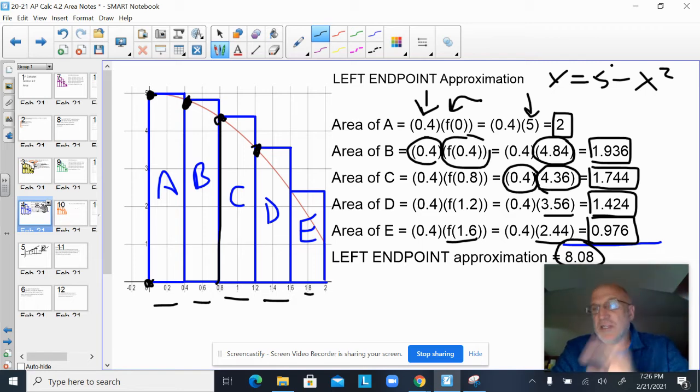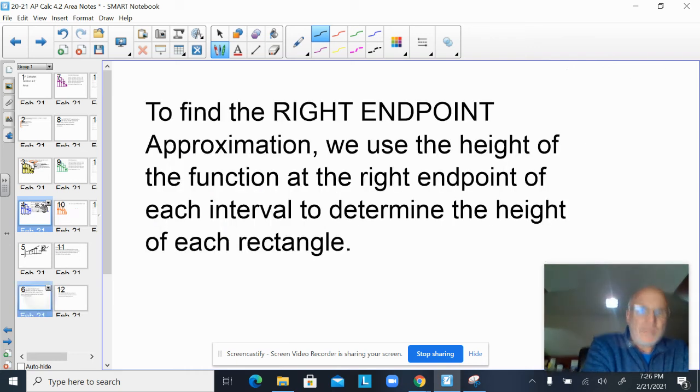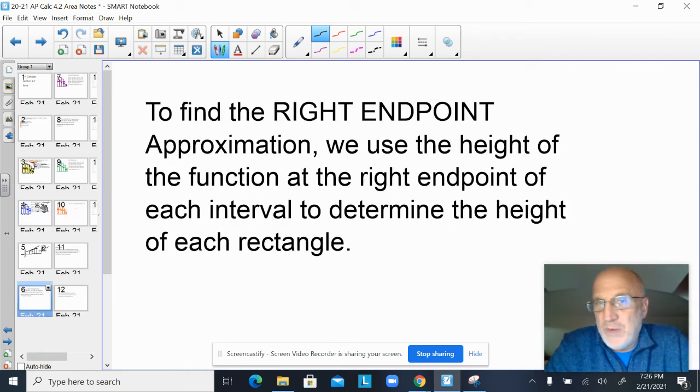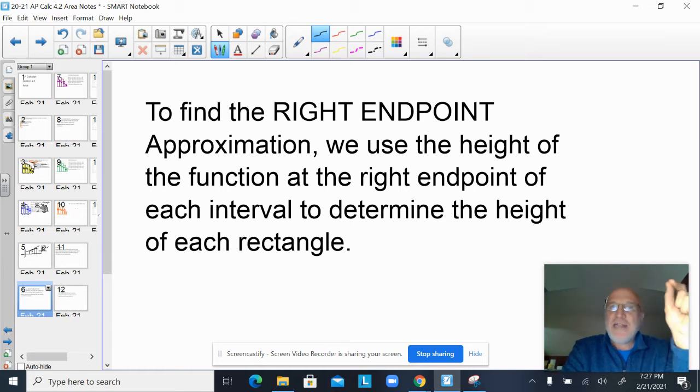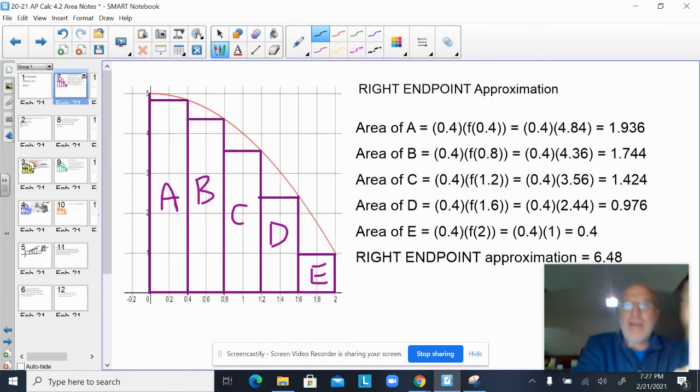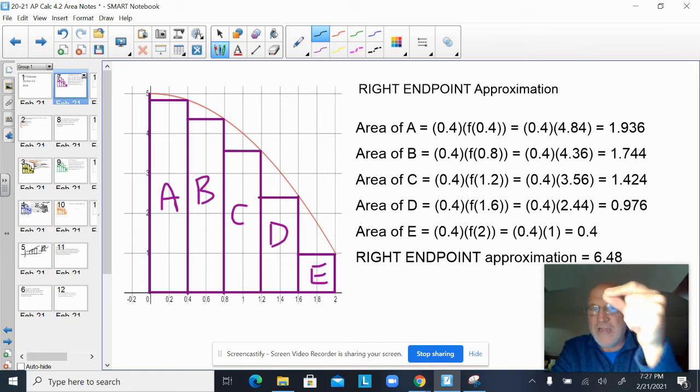Well, now we're just going to use the same region. Now we're going to find the right endpoint approximation. It says to find the right endpoint approximation, we use the height of the function at the right endpoint of each interval to determine the height of each rectangle. So I drew it again. This time you'll notice my intervals are the same, 0 to 0.4 and 0.4 to 0.8, etc. But this time the height of the rectangle is how high the function is at the right endpoint.